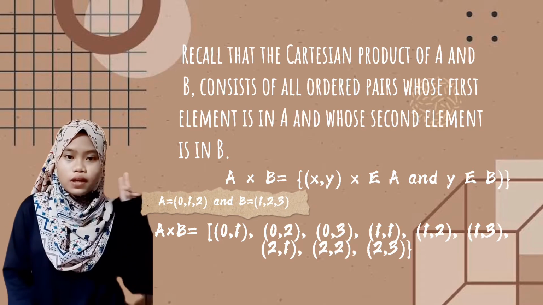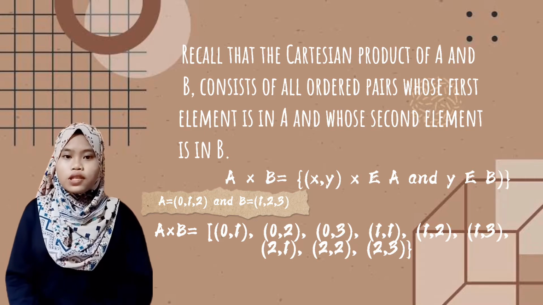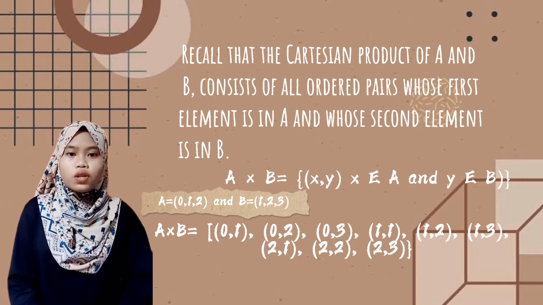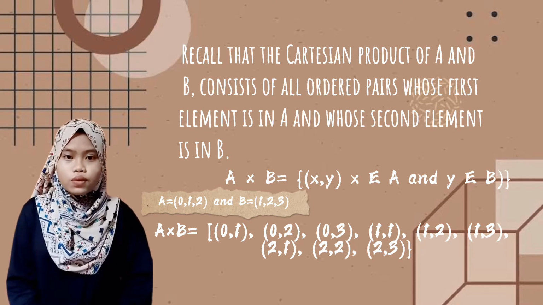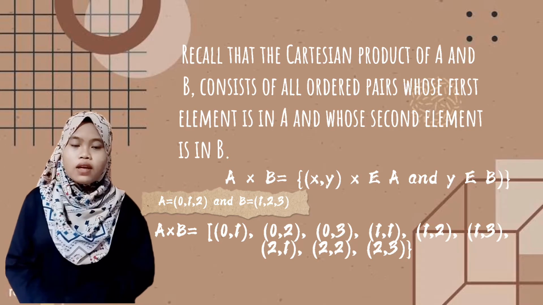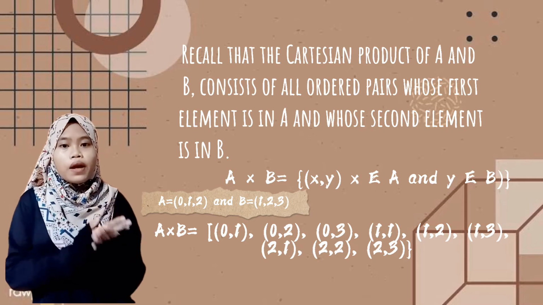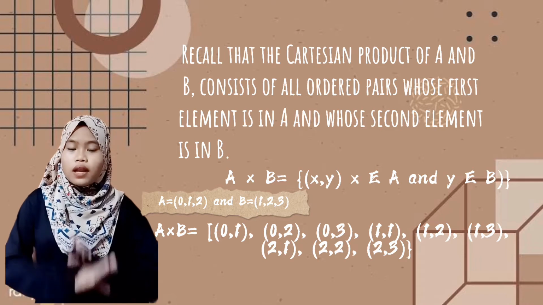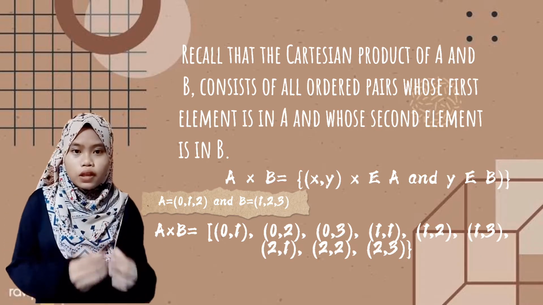At yung lahat ng second element ay manggagaling kay set B. Ito siya: (0, 1), (0, 2), (0, 3), (1, 1), (1, 2), (1, 3), and then the rest. Ang Cartesian product ay ito yung lahat ng ordered pair na mapa-related man or not related. Lahat-lahat ng ordered pair ng set A and set B.